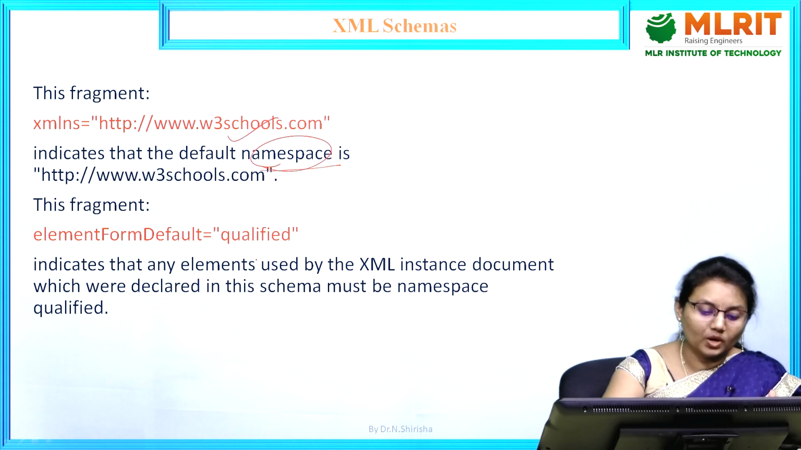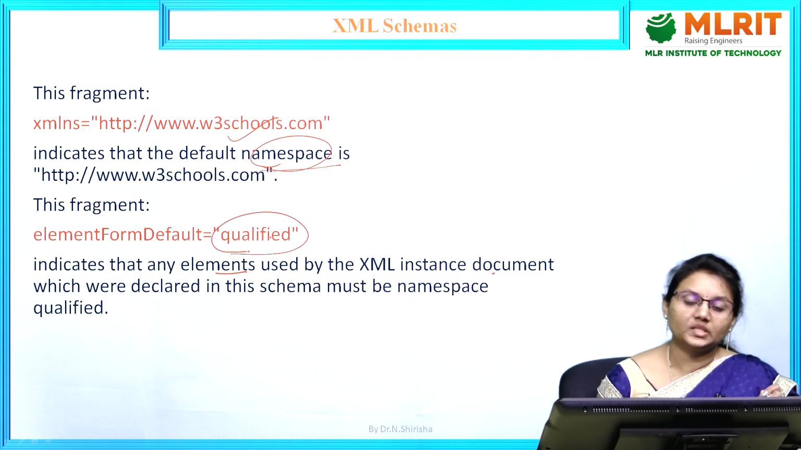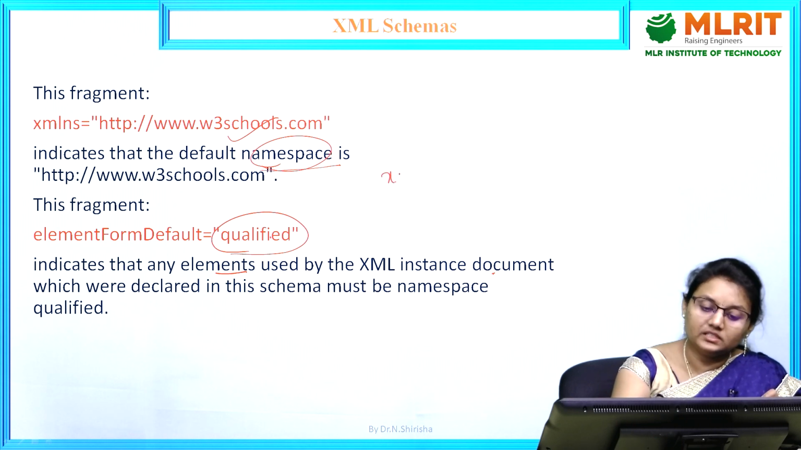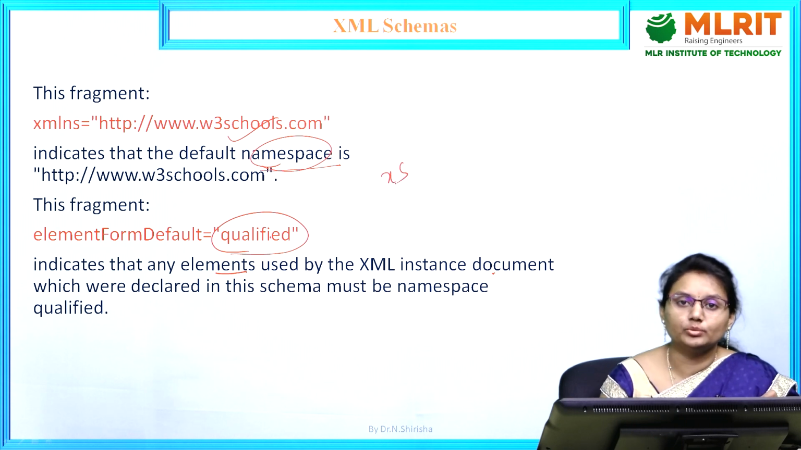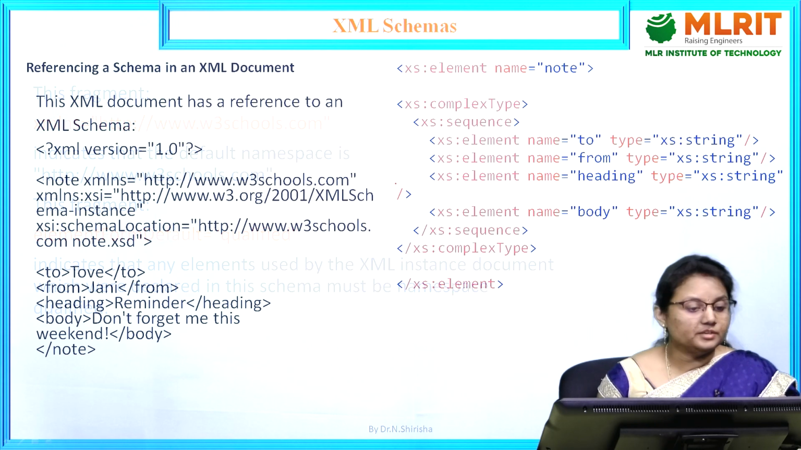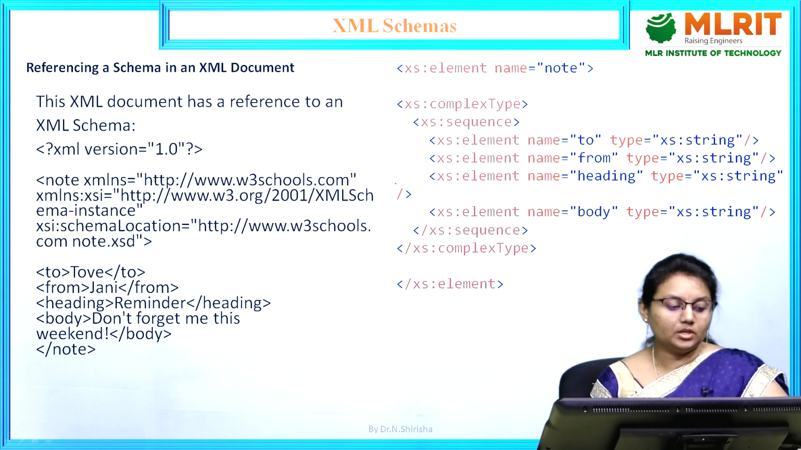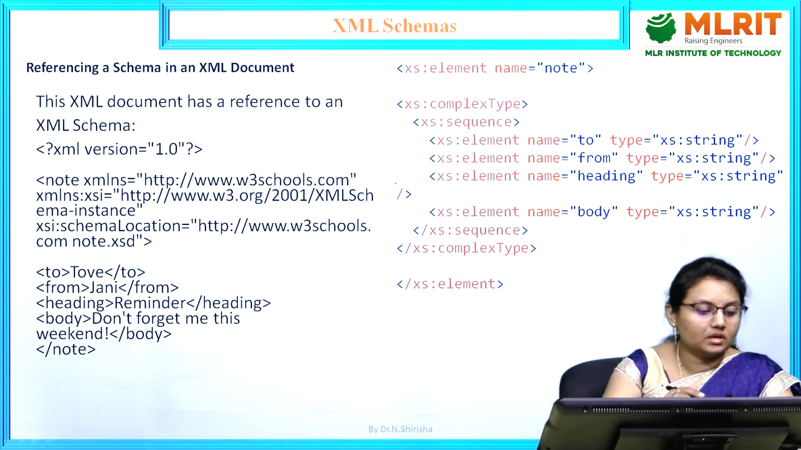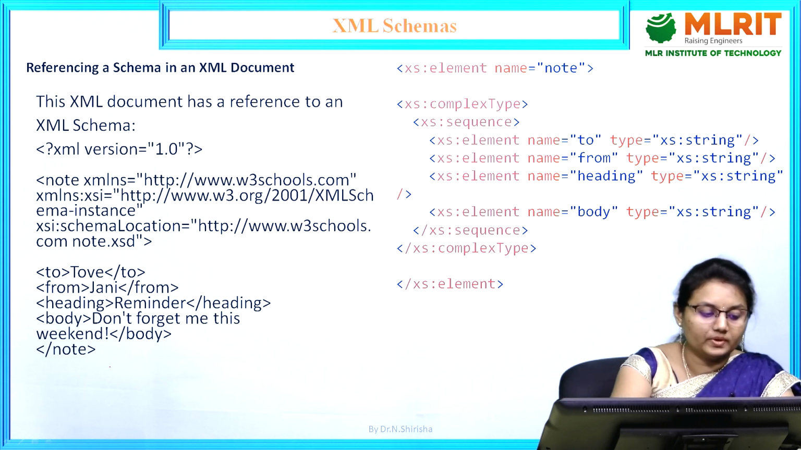elementFormDefault qualified indicates that the elements used by the XML instance document which are declared must be namespace qualified. That means whatever you are defining, you are saying that xs is a prefix that you have to use for the schema. Okay, that is qualified. Okay, referencing a schema in the XML document. So you have this note program where we have defined our namespace and we have given node.xsd.